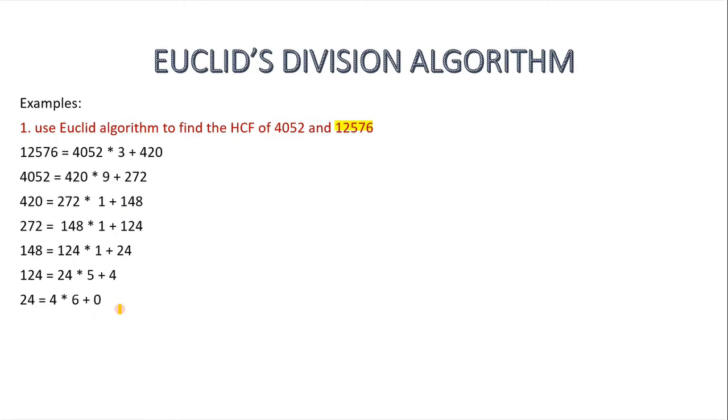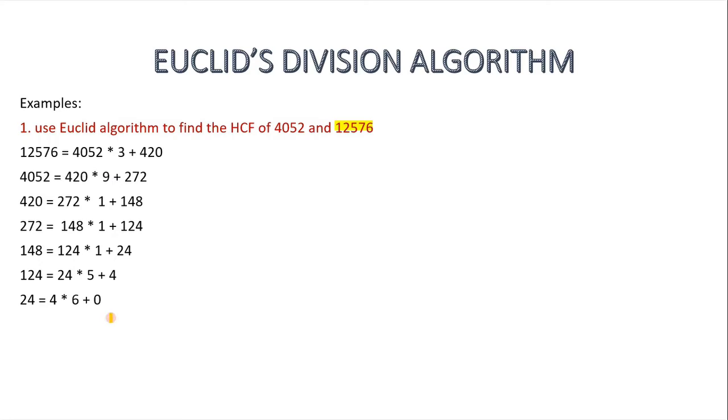In the last step, we find that the remainder becomes 0. That indicates that this is the last step of the division process. Now, we have to compare this equation with the general equation of Euclid's division algorithm, that is a is equal to b into q plus r. Here the value of a is equal to 24 and the value of b is equal to 4 and q is equal to 6 and remainder r is equal to 0.